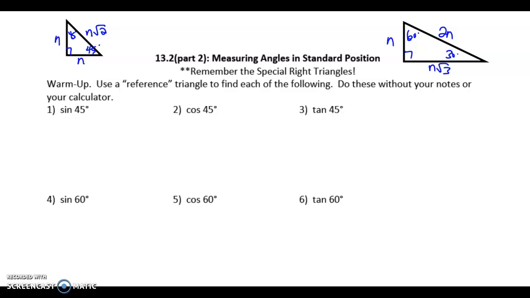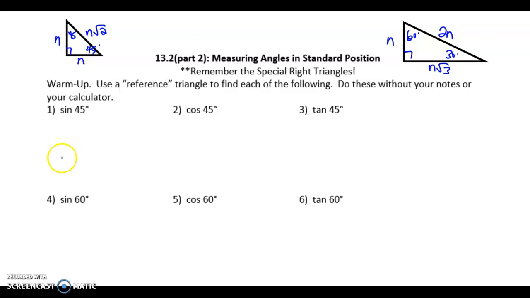So remember that in a 45, 45, 90 triangle, the legs are equal and the hypotenuse is square root of 2 times each of the legs. In the 30, 60, 90 triangle, the short leg is where you want to start. The hypotenuse is twice as long and the long leg is square root of 3 times as long. So use a reference triangle to find each of the following.